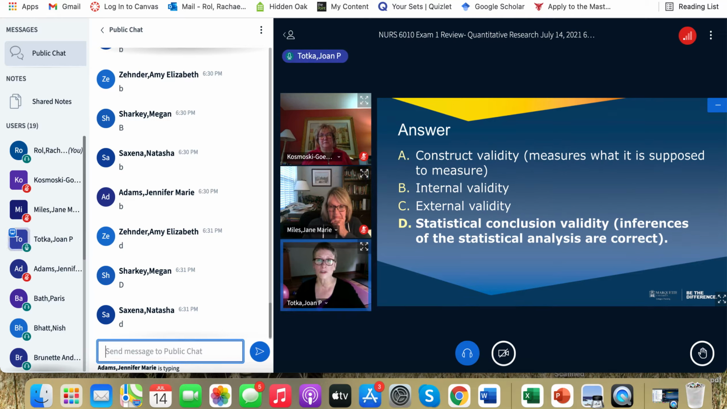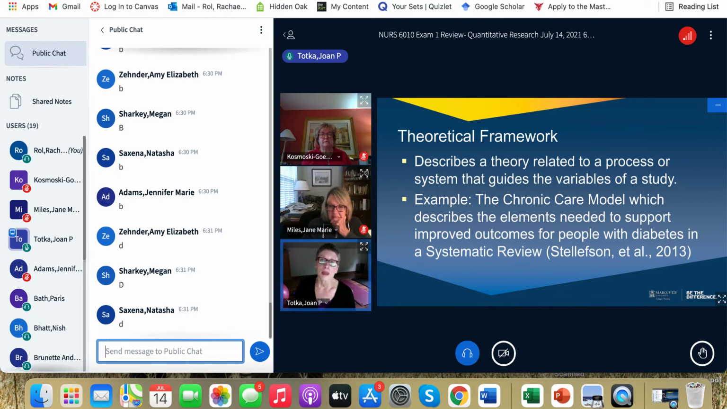It's statistical conclusion validity. So again, construct validity is that the tool measures what it's supposed to measure. Internal and external validity we already talked about, and statistical conclusion validity is that the inferences of the statistical analysis are correct. Can't be correct if you're not using the statistical power. If your power analysis says you need 87 and you have 67, you can't have a conclusion in that respect.